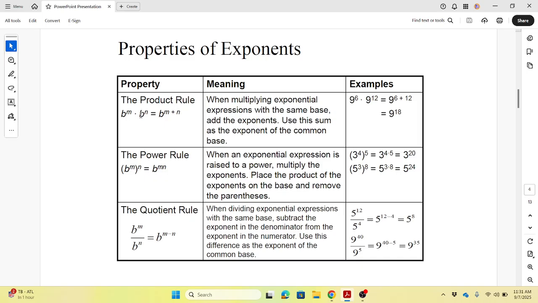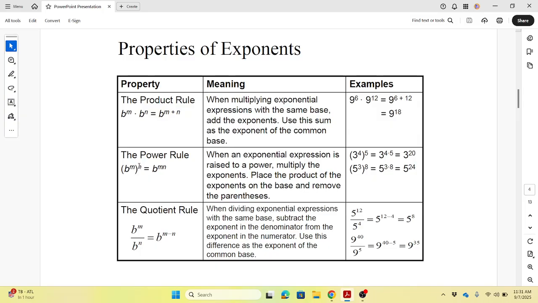Whenever you have the same base, you can just add the exponents, and that's how you simplify. That's called the product rule: multiplication of two exponential expressions with the same base. This rule doesn't apply if you have different bases. Here is one example. Let's say you have 9 to the power 6 and 9 to the power 12. You can express them as 9 to the power 6 plus 12, which is 9 to the power 18.